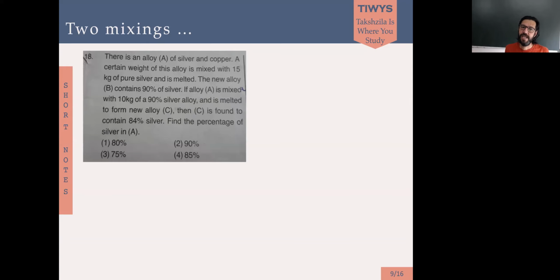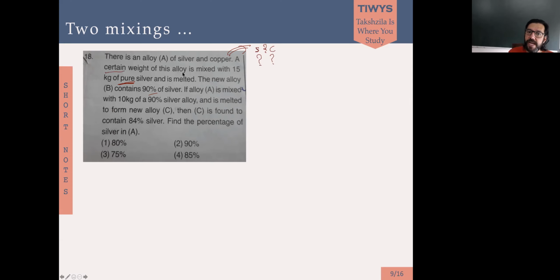Certain weight of this alloy is mixed with 15 kg of pure silver. Okay, and listen, that word "but" is very rarely used, but if it is used, you should immediately be able to notice this. So there's one mixing. The new alloy contains 90%. So when you read there's an alloy of silver and copper, you should start thinking how much silver, how much copper. You do not know that. So you should tell yourself, I don't know.